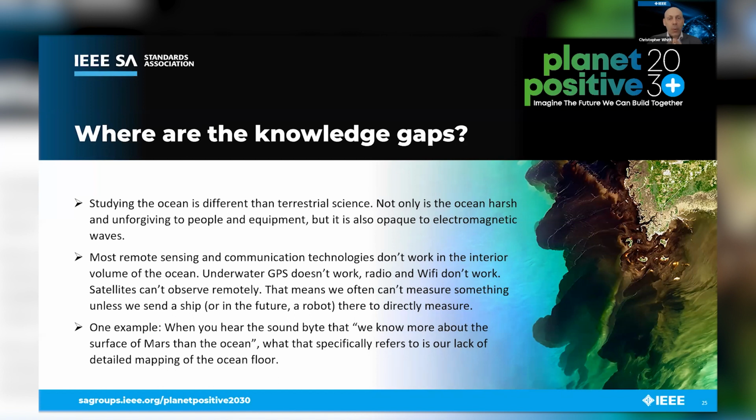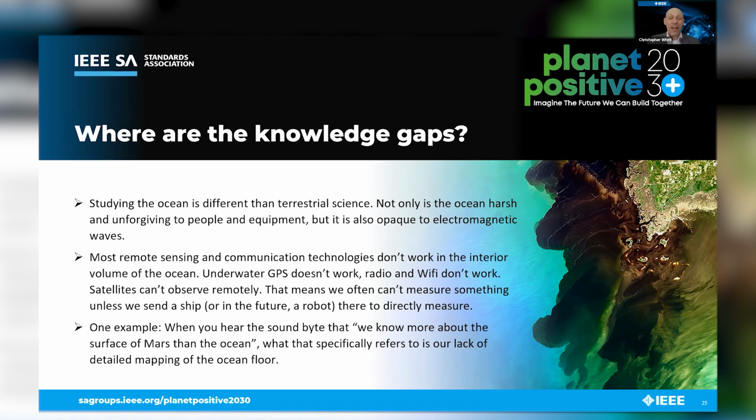An important point to touch on is that studying the ocean is significantly different than terrestrial science. We all know that the ocean is a very harsh and unforgiving environment, but it's important to recognize that it's also opaque to electromagnetic waves. So most of the things that we see on land, most of the advances that we take for granted these days, just don't work in the interior of the ocean volume. GPS does not work underwater. Radio, Wi-Fi, satellite remote observations can only really interrogate the top couple of meters of the ocean.